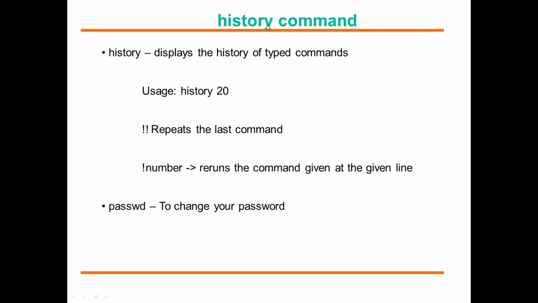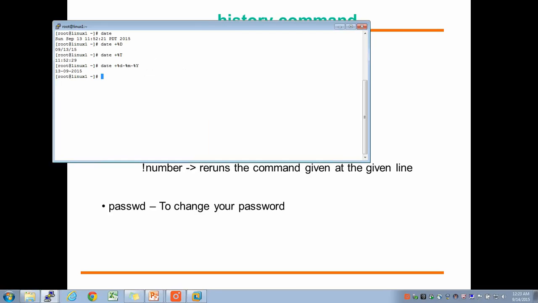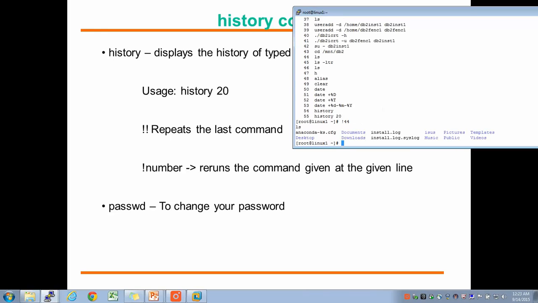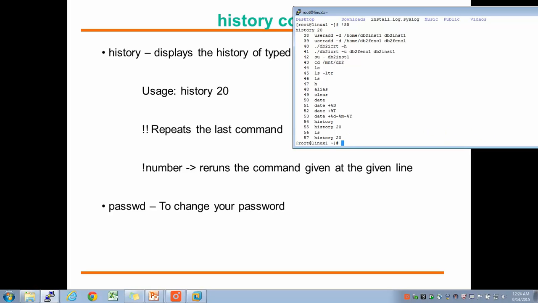Okay. The next command we have is the history command. We have already looked at this history command. What happens when I say history here? It will show me the history. When I say history 20, it will show me the past 20 history commands. If I want to repeat a specific command, exclamation repeats the previous command. When I say exclamation 44, it will repeat command number 44. I'll explain these in the file system options. Okay. Similarly, exclamation 55 will run that specific command.